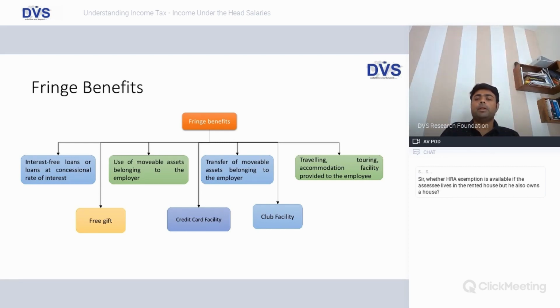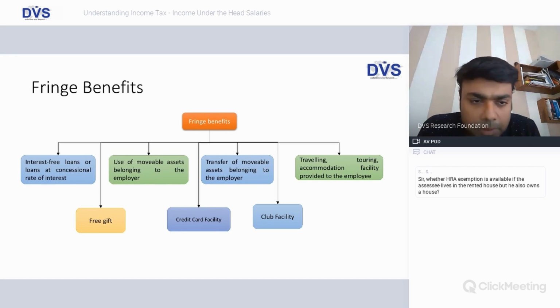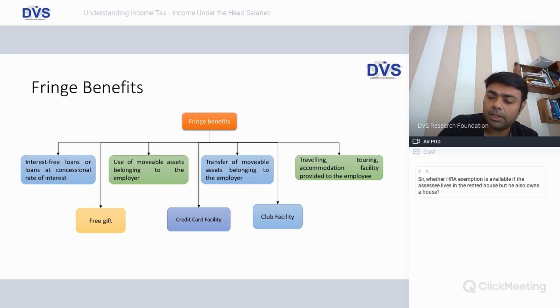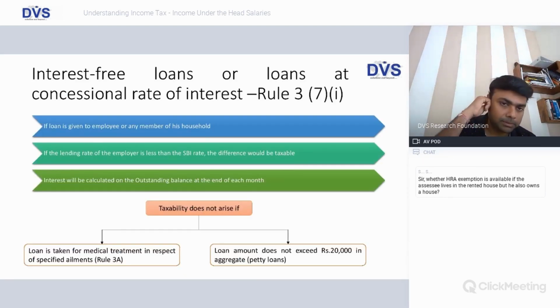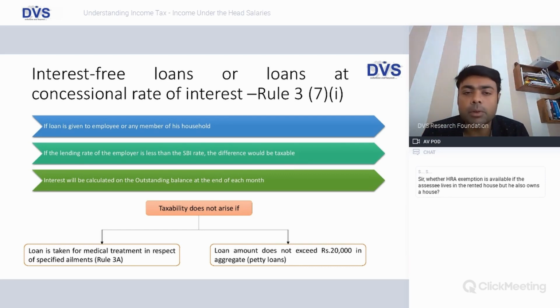Next, we also saw when we saw the case for perquisite, certain fringe benefits also get taxed. Now, what are the fringe benefits? Interest-free loans, use of movable assets, gifts, credit card, transfer of movable assets, traveling, tour, accommodation facility, etc., provided by the employer. Now, interest-free loans or loans at a concessional rate of interest.